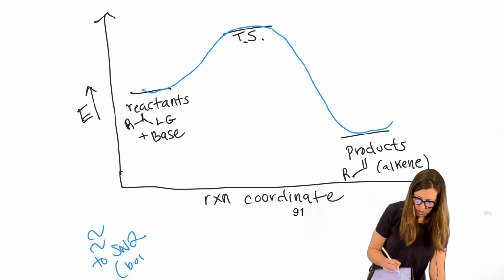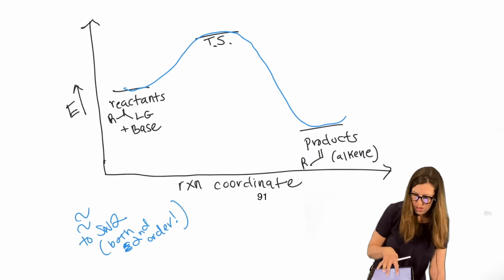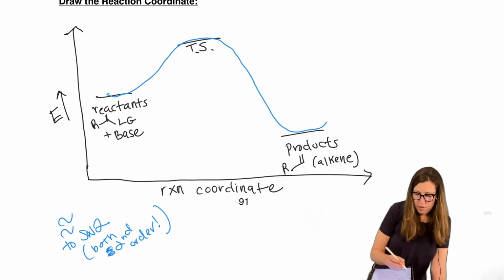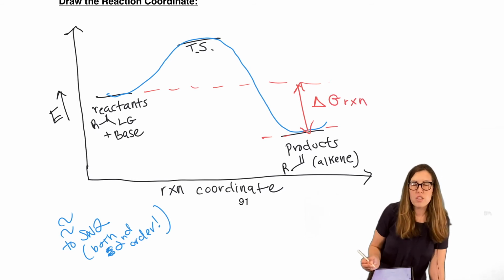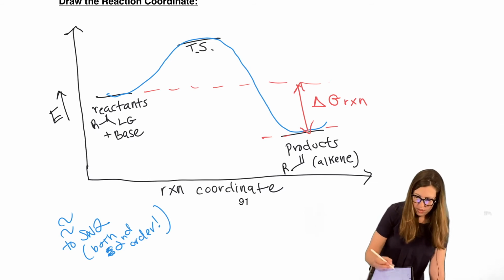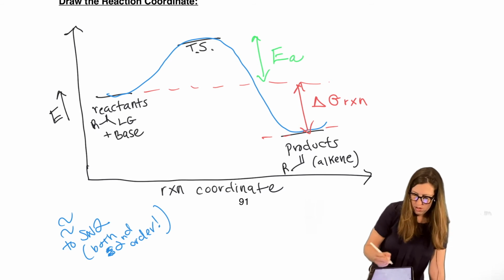That's because they're both second order. Concerted mechanisms. Only one transition state. That's what they'll look like. We're assuming it's spontaneous, right? So we're going to have this, it's our delta G of reaction, where we have our products in lower energy than the reactants. And then various factors will dictate how easy it is to overcome this activation barrier, known as our activation energy.